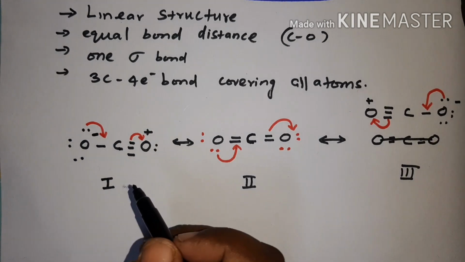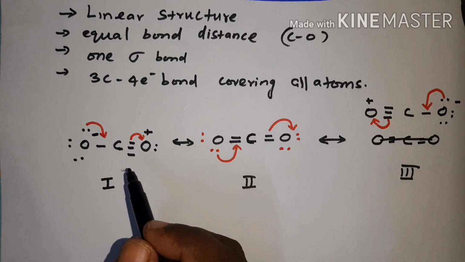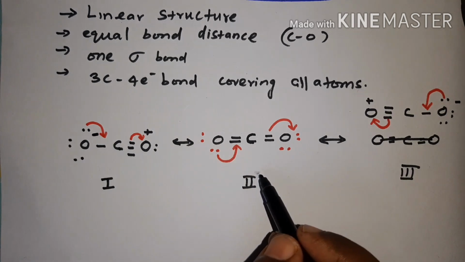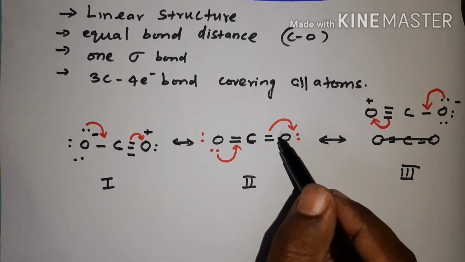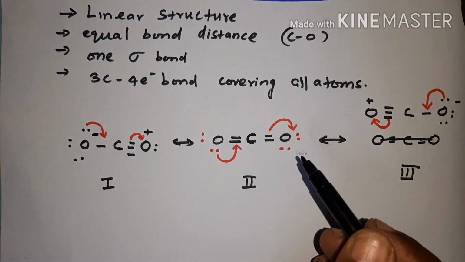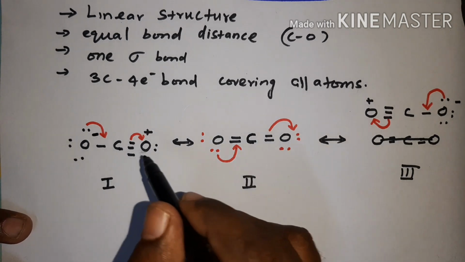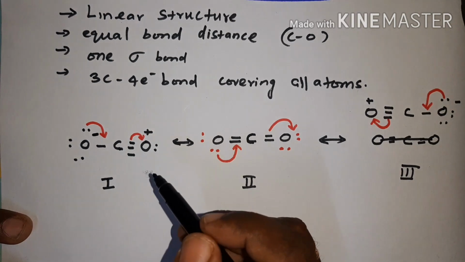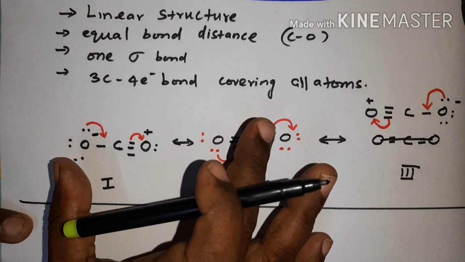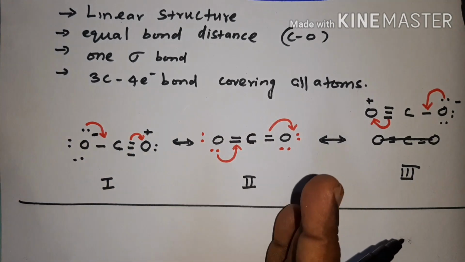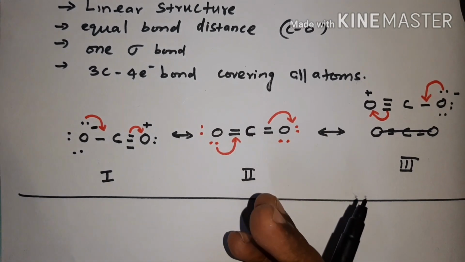Hope you understood the structure. See, there are 3 structures for this carbon dioxide. This second structure is the most stable structure compared to 1 and 3, because it does not have any charges on the atoms. So you should know how these charges come. For that you have to apply formal charge. Up to here you can write for your examination. You need not explain how the charges came by using formal charge.